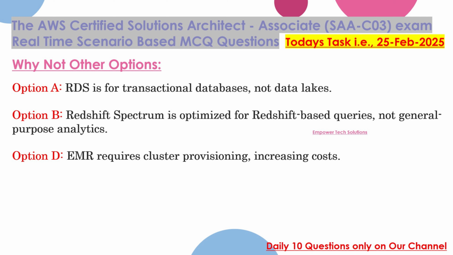Why not other options? Option A. RDS is for transactional databases, not data lakes. Option B. Redshift Spectrum is optimized for Redshift-based queries, not general-purpose analytics. Option D. EMR requires cluster provisioning, increasing costs.